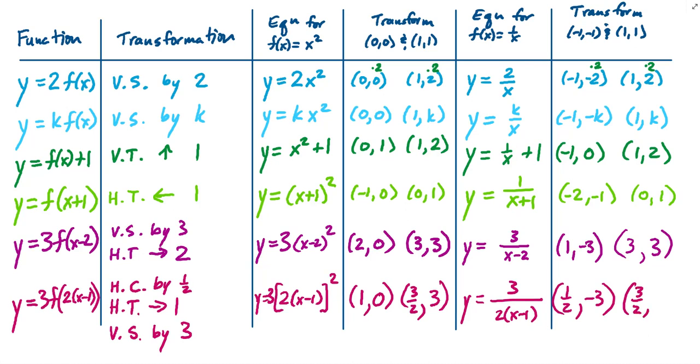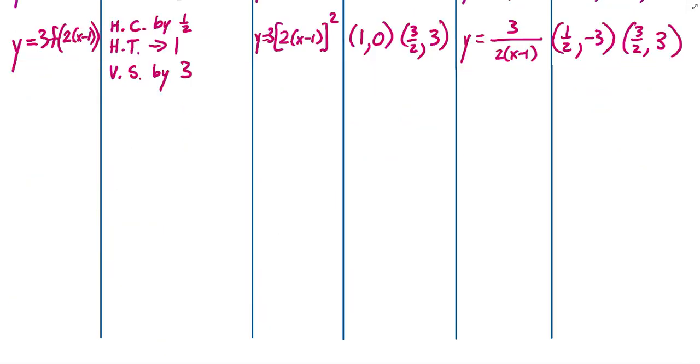How about the y coordinate? Well, that 1 gets multiplied by 3 because of the vertical stretch. So that is what happens when we apply transformations there. All right, let's get another one here.